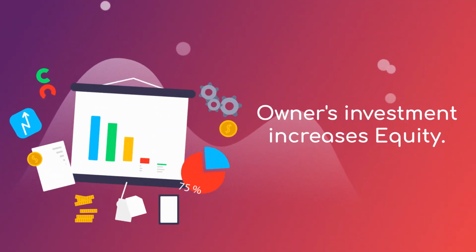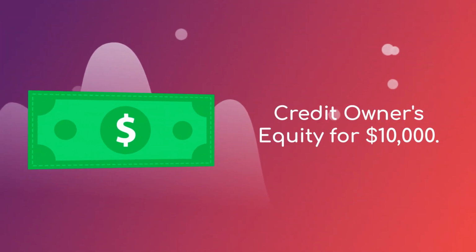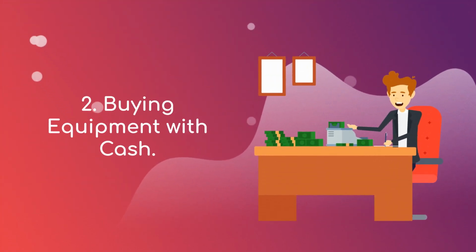The owner's investment increases equity. Equity is on the LER side, so it increases with a credit. We credit owner's equity for $10,000. Two, buying equipment with cash. The business buys a $3,000 computer.